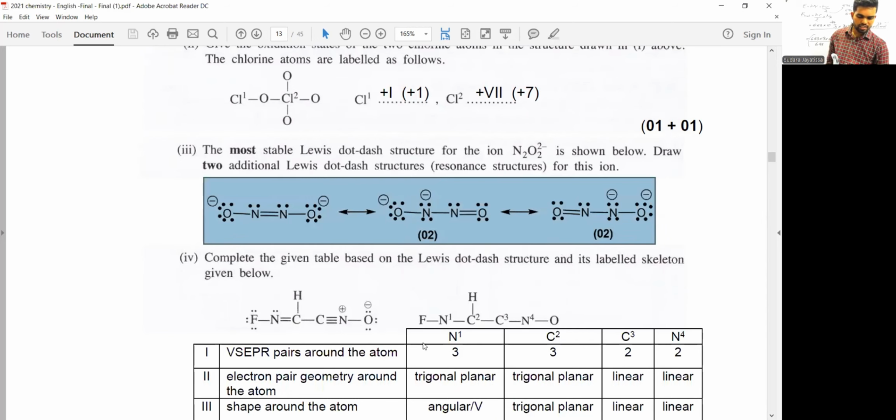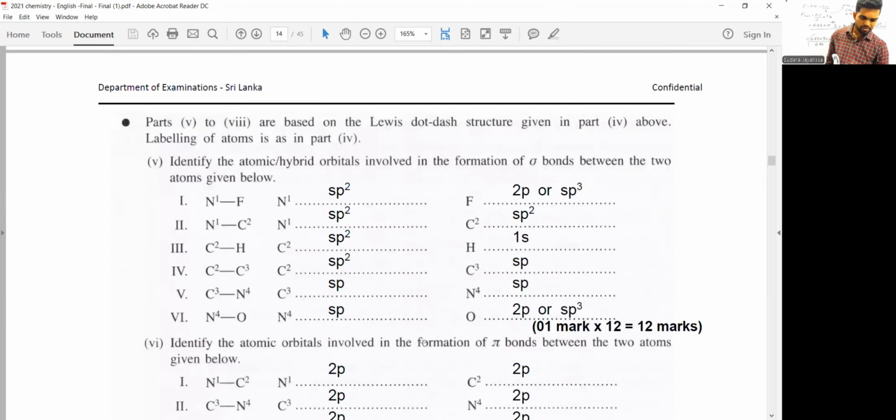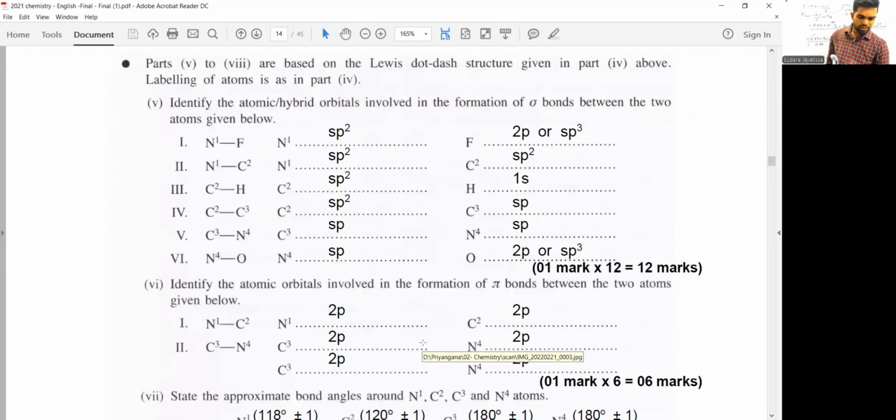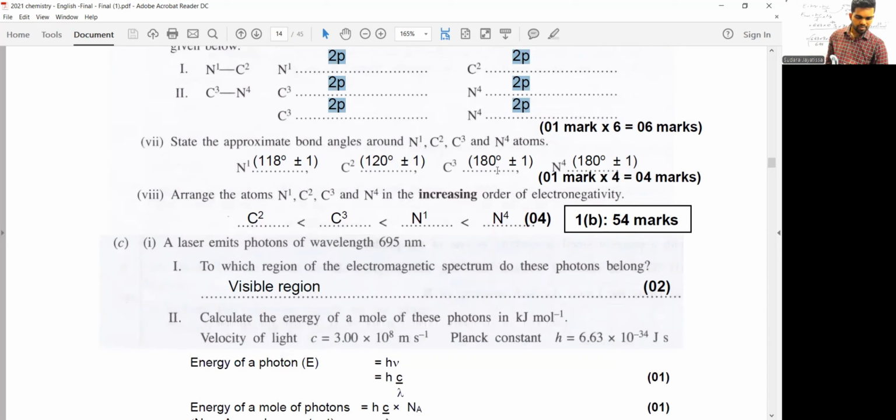And these are the resonance structures and the table. You see the orbital identification. Like your friend asked earlier, it is not always going to be 2p. If it is nitrogen, and if sulfur was there, it will be 3p. And then these are the bond angles. You can see plus or minus 1 is given, so you don't write plus or minus 1. They are asking for a value, no? So you have to give a specific value.